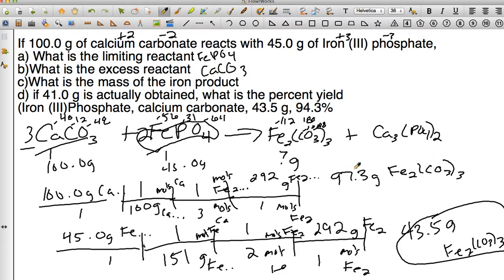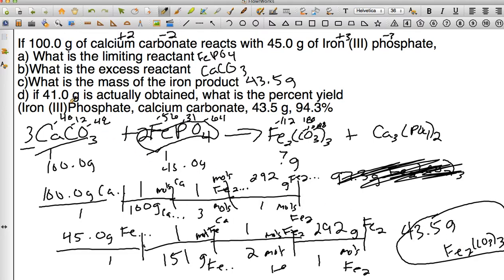Now, this can't happen, so we're not going to worry about it. It can't happen because that's if all of that calcium reacted. Not all of it reacted. All we got was 43.5 grams of this. So what is the mass? It's that 43.5 grams because we can only be as good as our least amount.